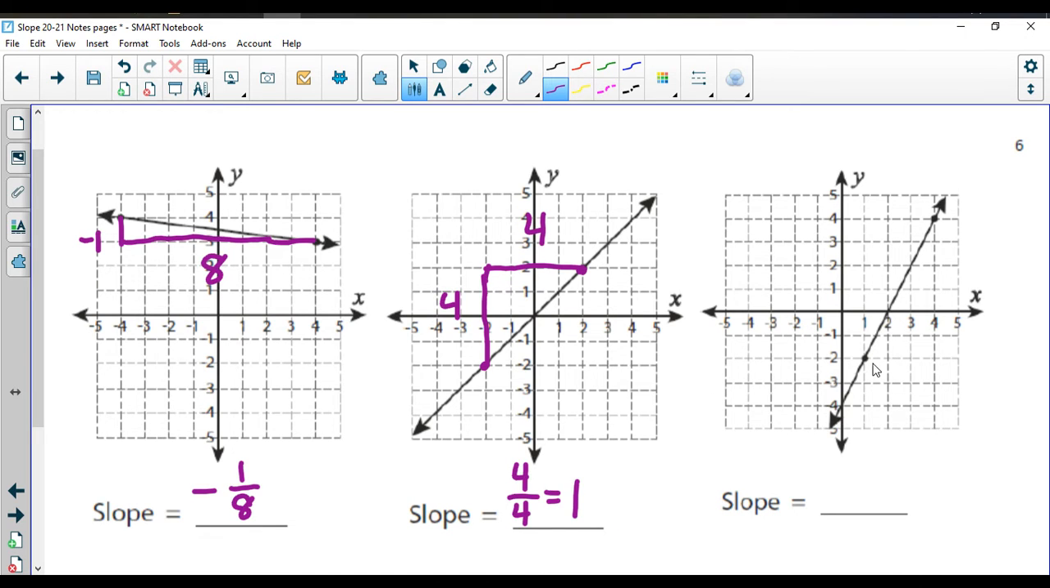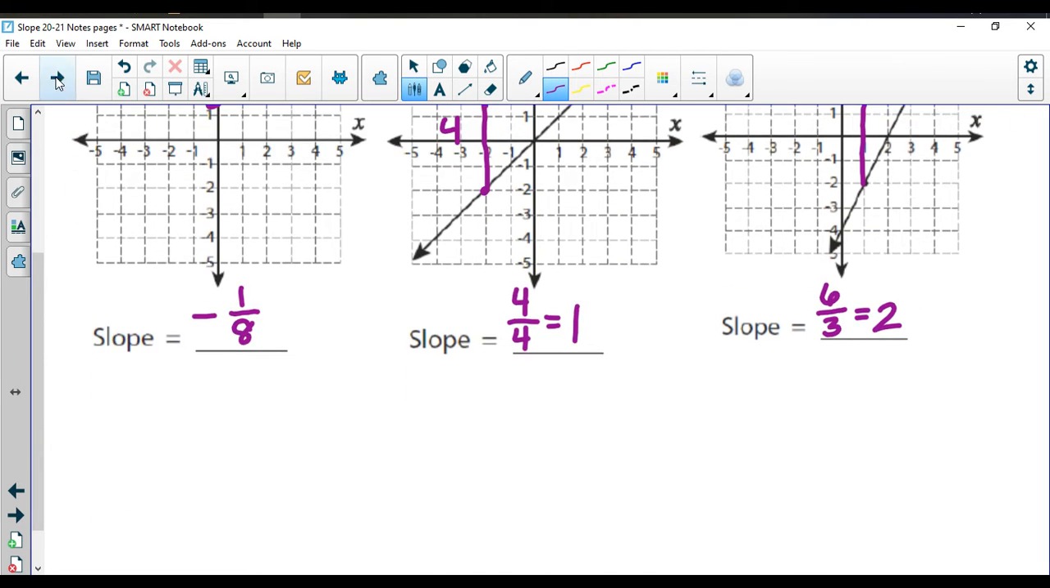In this one, go ahead, tell me what would be your slope. So we're going to rise 1, 2, 3, 4, 5, 6, and we're going to run 1, 2, 3. So my slope is rise of 6, run of 3, and that's going to give you a slope of 2 in the end.